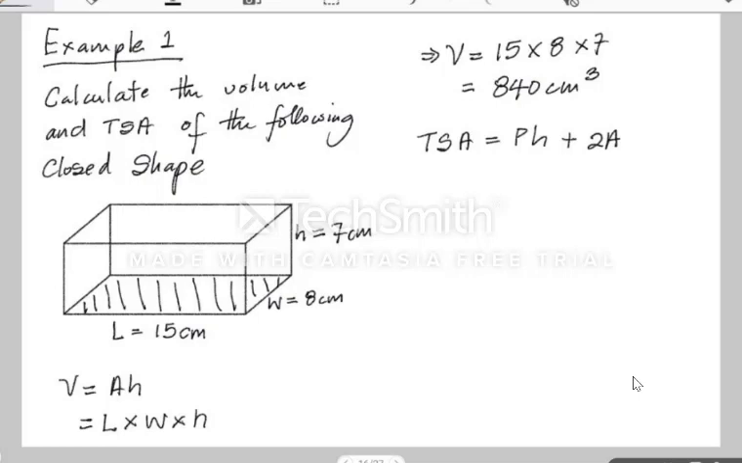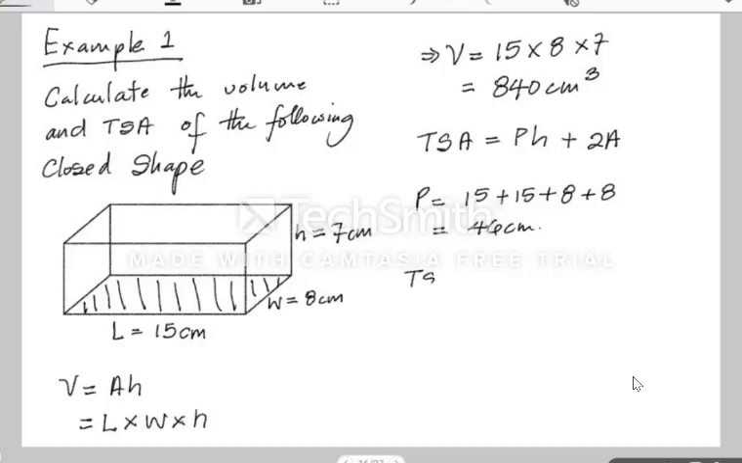P in the formula stands for the perimeter of the uniform cross section, which in this case would be what? 15 plus 15 plus 8 plus 8. The uniform cross section is a rectangle. So this is going to be what? 30 plus 16. This is 46 centimeters.